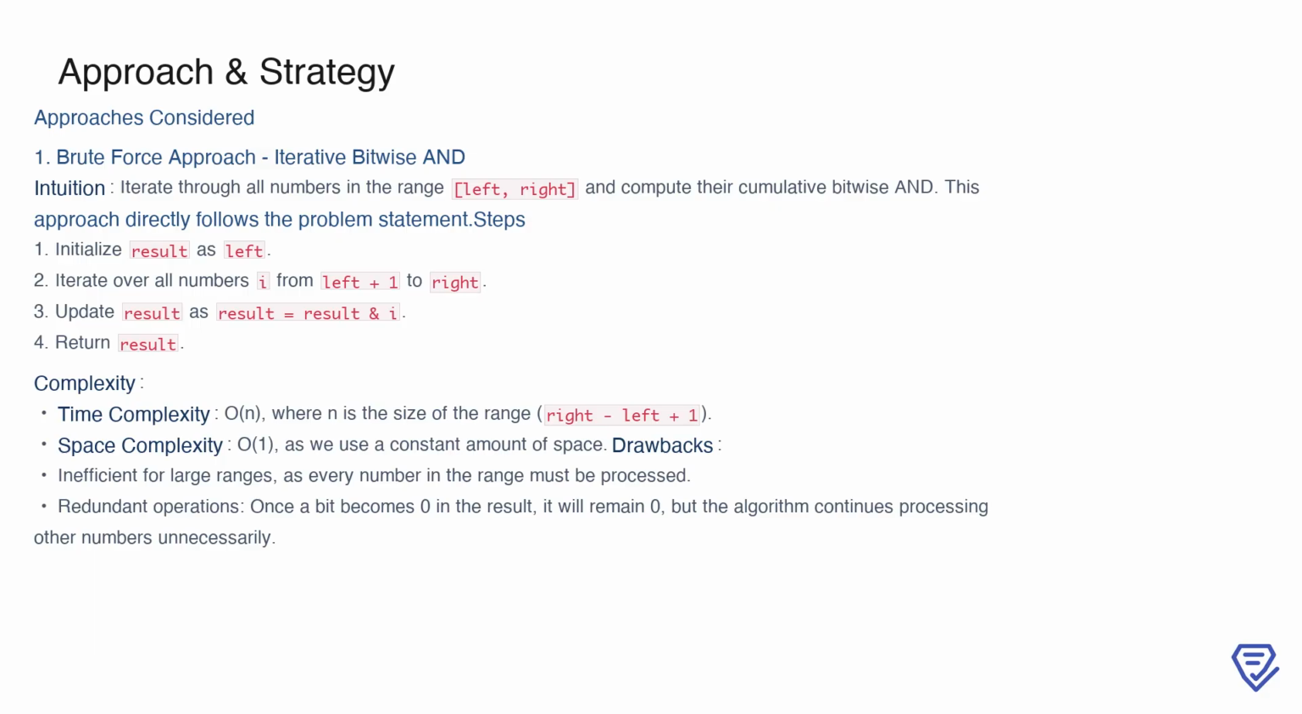The time complexity is O(n), where n is the size of the range. This means that for large ranges, the method becomes highly inefficient because every single number must be processed. Additionally, many operations are redundant. For example, once a bit in the result becomes 0, it will remain 0 regardless of the subsequent operations, yet the algorithm continues iterating unnecessarily. This inefficiency makes the brute force approach impractical for larger inputs.